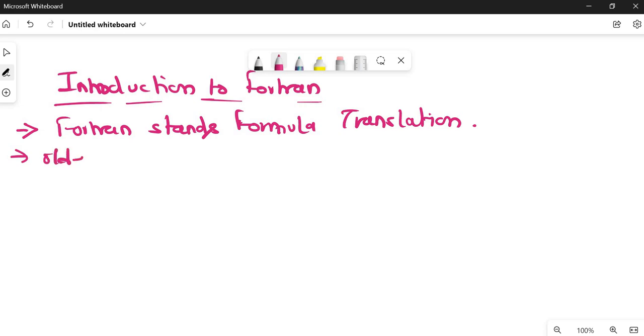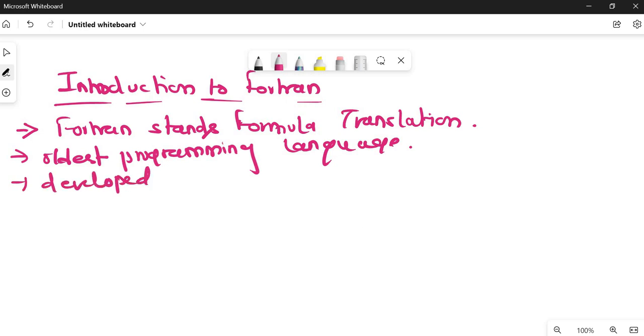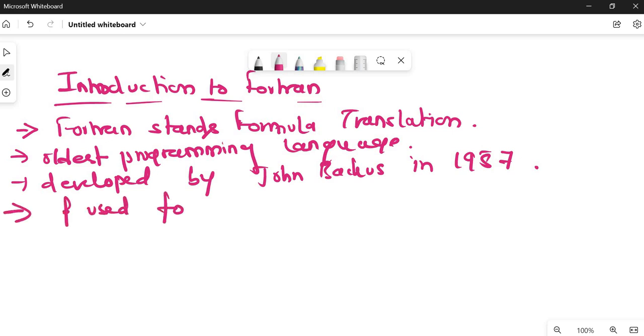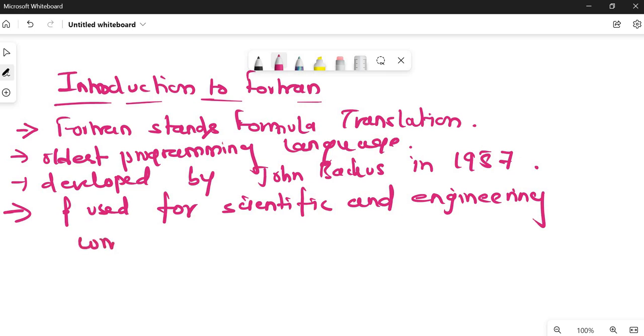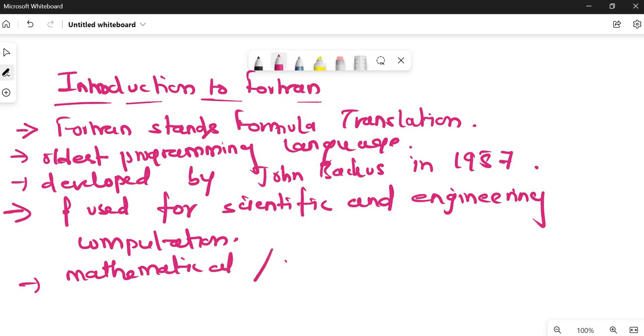It is one of the oldest programming languages, we can say. It was developed by John Backus in 1957. When it was developed, it was designed for scientific and engineering computation. The domain in which it was mainly used was mathematical, numerical, or scientific applications.